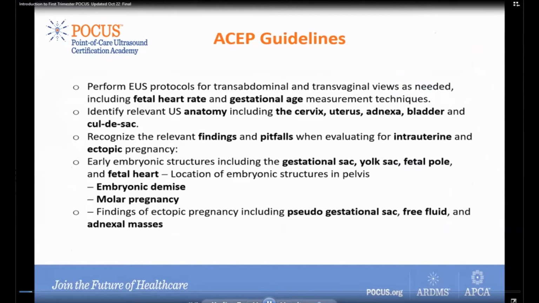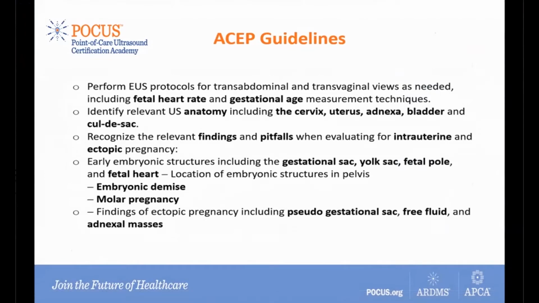Here is a brief summary of the ACEP guidelines for performing first trimester point-of-care ultrasound. If you look at these guidelines, you notice that they want you to be familiar with transabdominal and transvaginal ultrasound, be able to obtain the adequate views, and to determine fetal heart rate, gestational age, be able to identify the female pelvic anatomy, and to be aware of findings that are expected in the intrauterine pregnancy as well as ectopic pregnancy, and be able to recognize embryonic structures like gestational sac, yolk sac, and fetal pole.